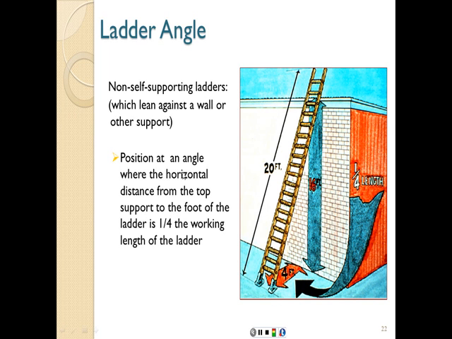So position at an angle where the horizontal distance from the top support to the foot of the ladder is 1/4 the working length of the ladder. So if this is 16 feet, then this must be 4 feet. That's the 4 over 1, or the 1/4. The distance is 1/4 the length of the ladder. Notice that we're not measuring on the sloped surface, but we're measuring vertical and horizontal only.